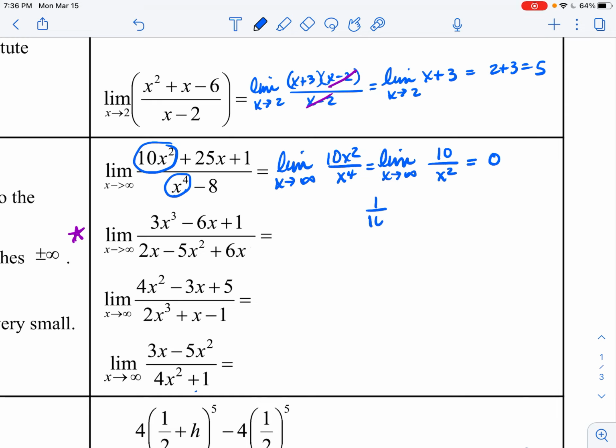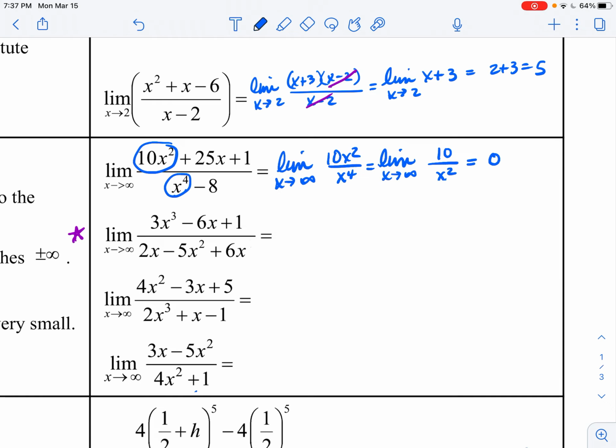Let me just show you what I'm talking about. If I have a function 1/10, if I increase the denominator to 1/100th, to 1/1000th, to 1/10,000th, we can see this is all approaching 0.